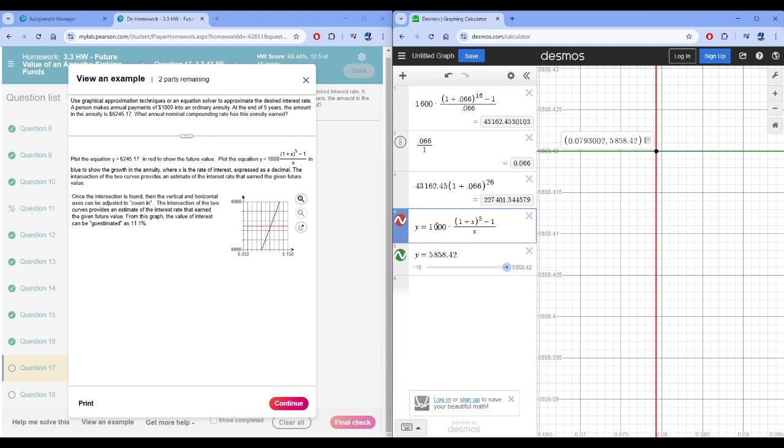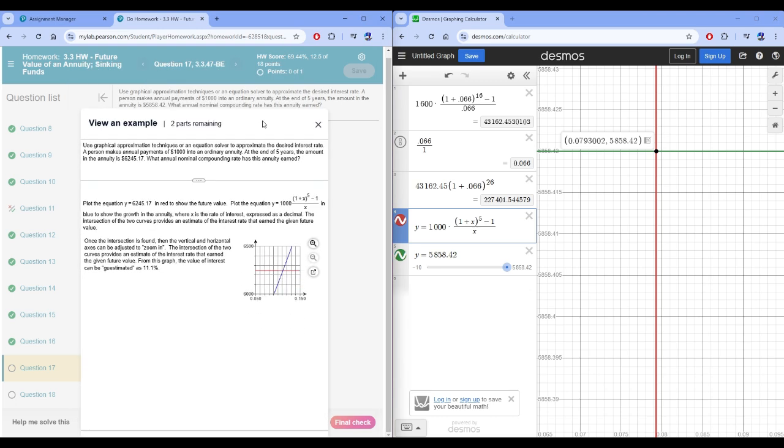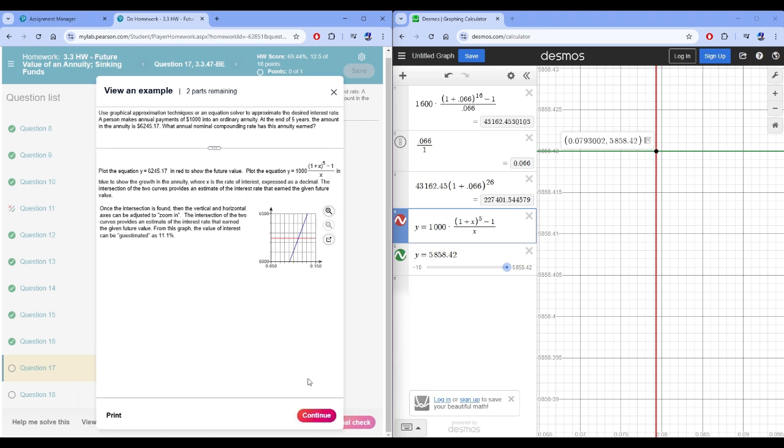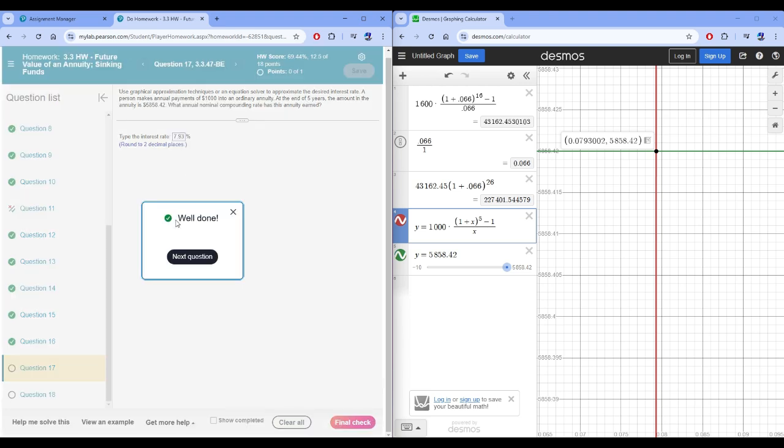That's what I did. That's what the question had. 5,858.42, 1,000, 1 plus x, end of 5 years. And then you're just looking for the intersection. Oh my goodness. That's 7.93%. Oh my god, that was a brain fart. There we go. In a percent. There it is. Next question.